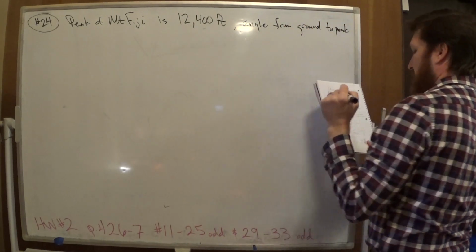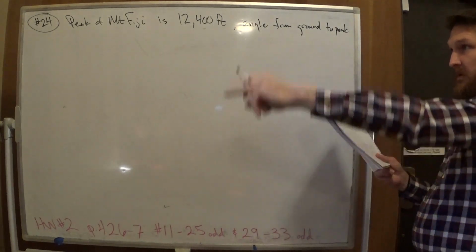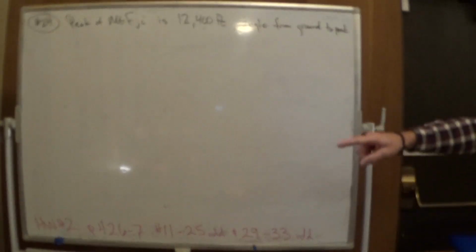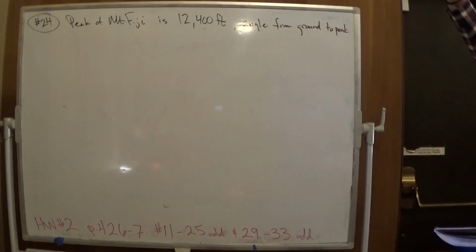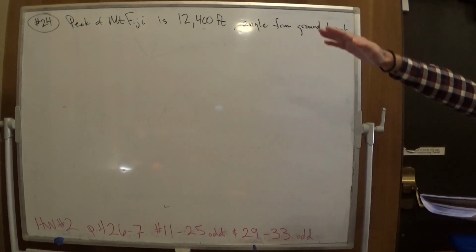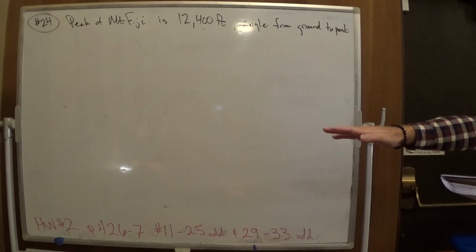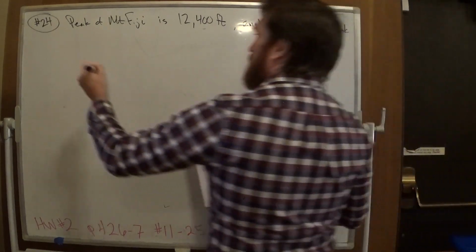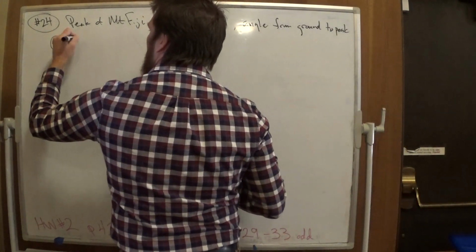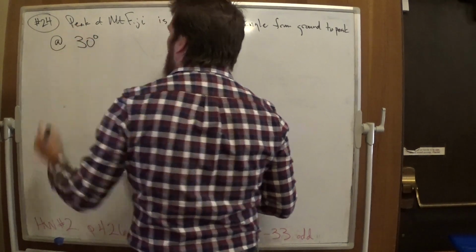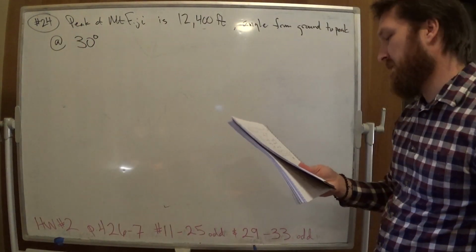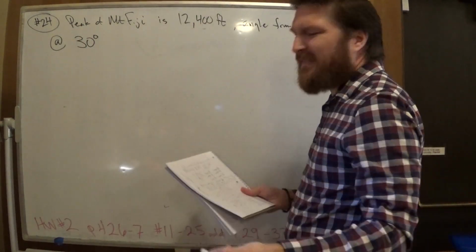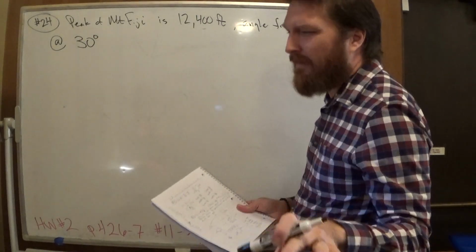So 12,400 feet is above ground level? That's above the ground level. So if you're at ground level, it's 12,400 feet above. And a person standing some distance away measures from the ground up to the peak, and measures the angle at 30 degrees. Oh, that's a nice one. We could deal with that. I think there's one or two in here that you will have to use a calculator.